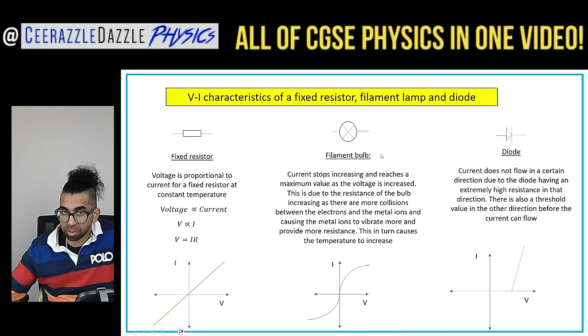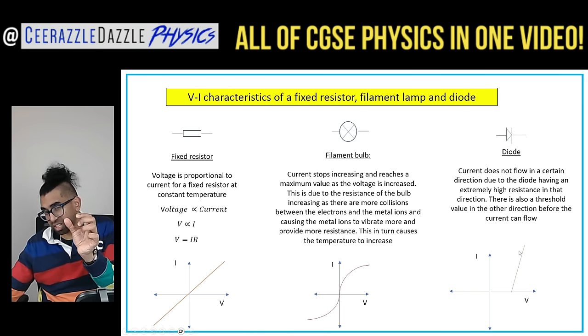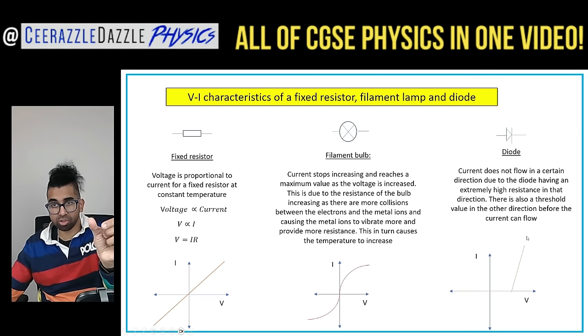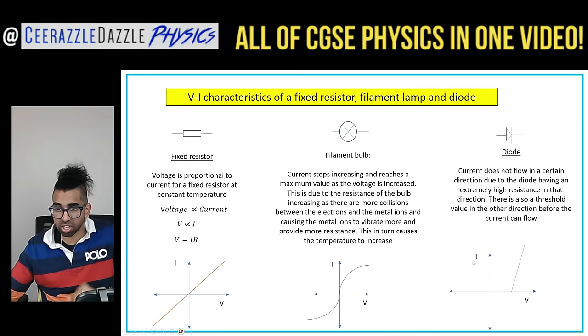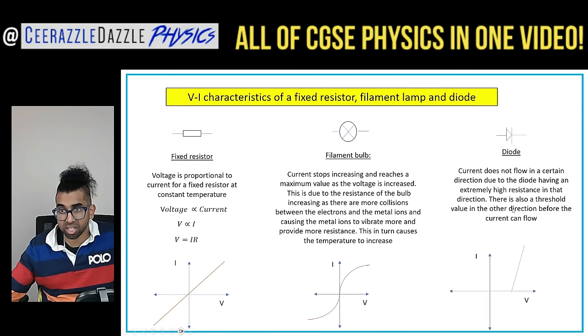And look, we talked about the filament bulb. The reason why it levels off is because the resistance increases. I'll put that on the board. And the diode. The diode is quite important because it only works if it's a certain way around in your circuit. If you put it the wrong way around in your circuit, the current will not flow through it. So over here, you can see that there's no current because it has an extremely high resistance in this direction. That's the reason why. And over here, there's a threshold voltage before the current can flow.